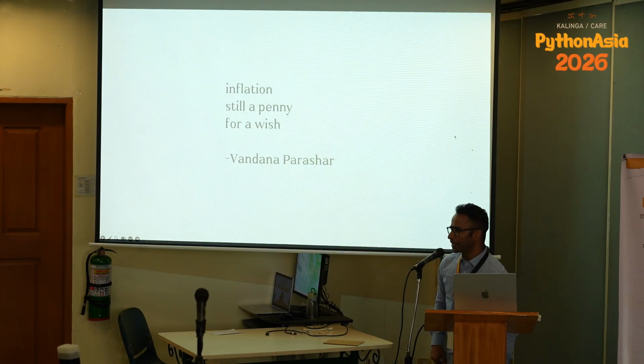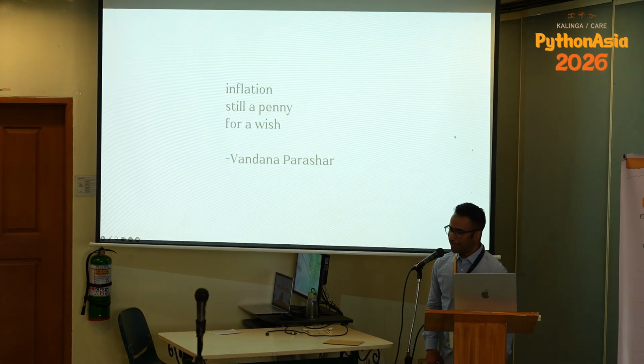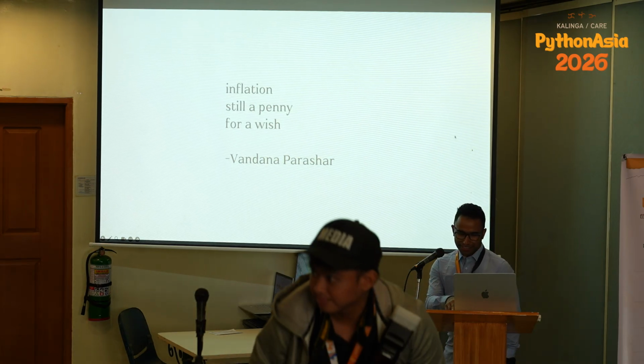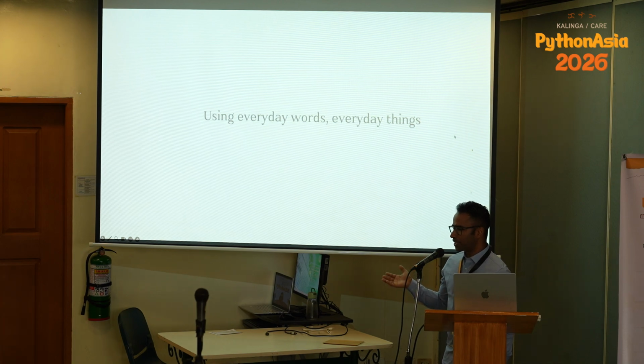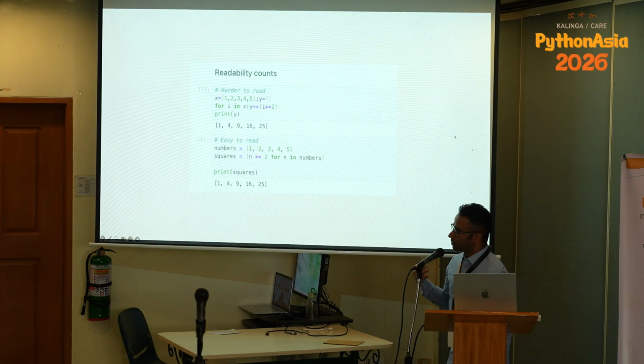Inflation, still a penny for a wish, by Bandana Parasar. So this haiku is an example of readability. It subtly tells us something. And just as demonstrated in this haiku, readability in haiku can be achieved by using everyday words, everyday things, and similarly, in code too, readability is achieved through the use of standard practices, through the use of conventional methods. Here, the second is a conventional way of computing the squares of the first 5 numbers, and it is easier to read.